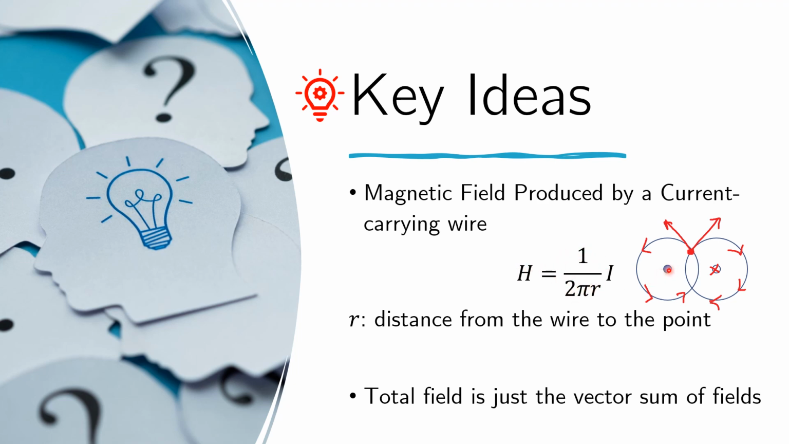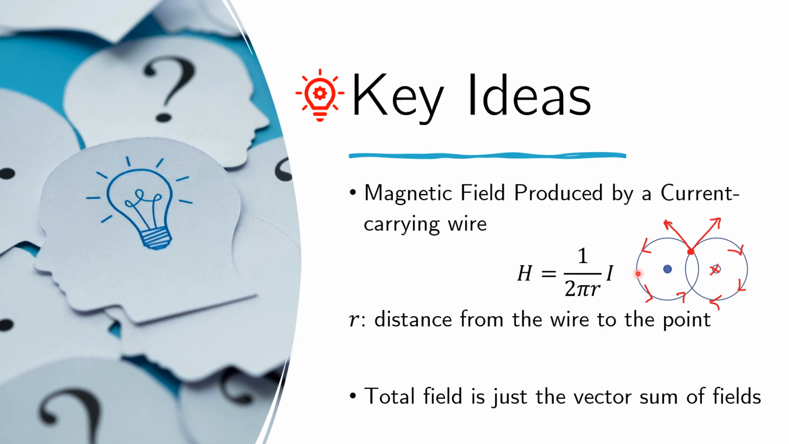And the I here is the amount of current. The R here is the distance from the wire, which we consider to be a point, to wherever we're looking at the magnetic field. For example, if we're looking at the magnetic field here, then the R would be computed from here to here. If we're looking at the magnetic field here, then the R would be computed from here to here.